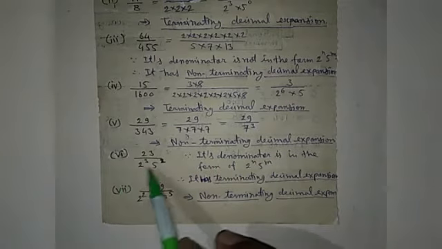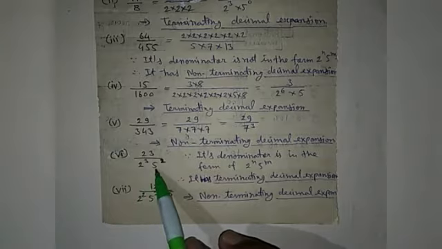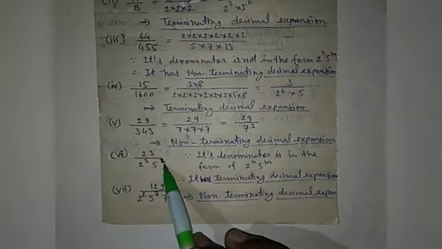In the sixth question, 23 upon 2 power 3, 5 power 2. So as you see here, the denominator is in the form of 2 power n, 5 power m. So it is a terminating decimal expansion. In question number 7, 129 divided by 2 power 2, 5 power 7, 7 power 5. So as you see here also there is another factor of 7. So the denominator is not in the form of 2 power n, 5 power m. So it is also a non-terminating decimal expansion.